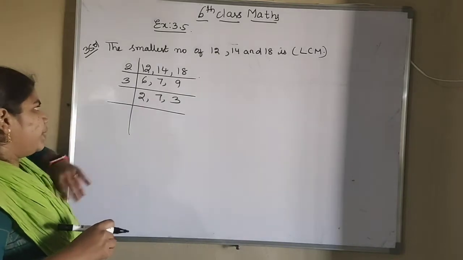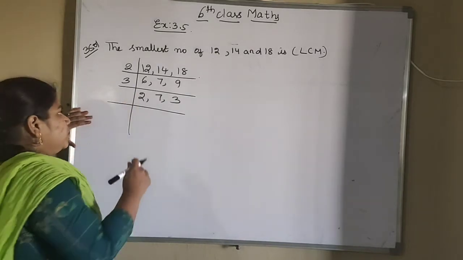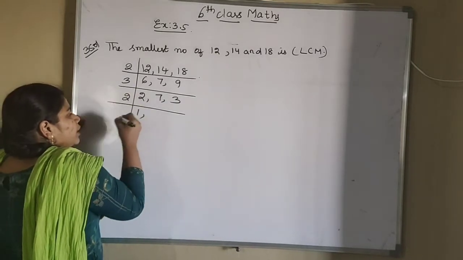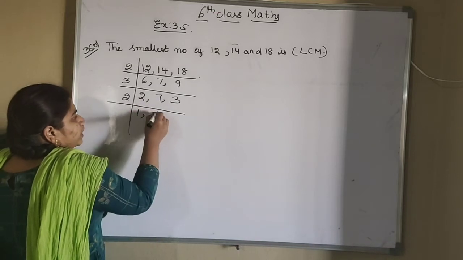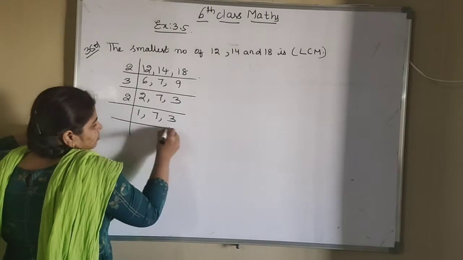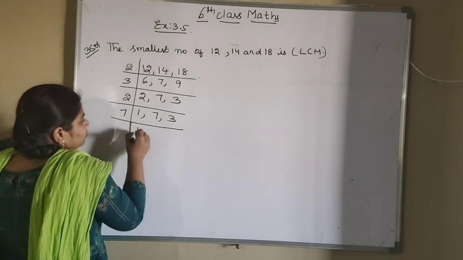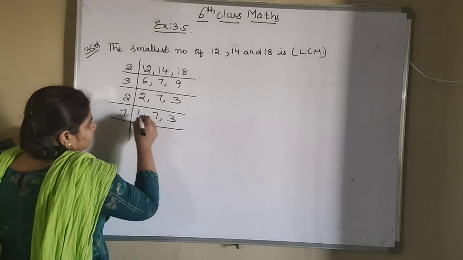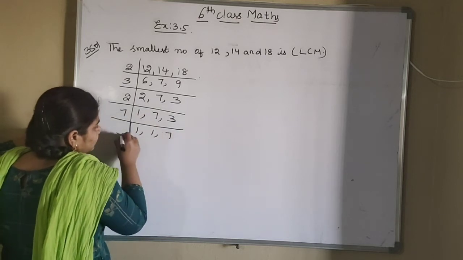So directly you can multiply or individually you can do. So first I am taking 2. 2 1s are 2. 7 will not go in 2 table. I am writing as it is. 3 will not go in 2 table. I am writing as it is. Now with 7. 7 1s are 7. 3 will not go in 7 table. Write as it is.